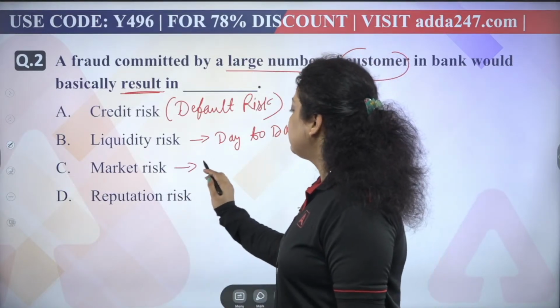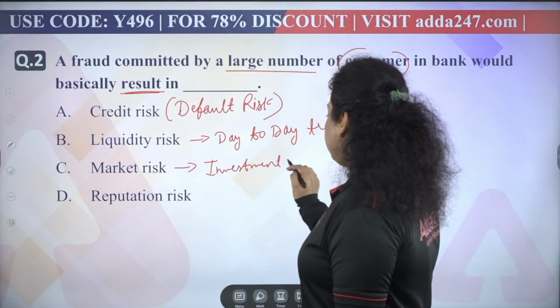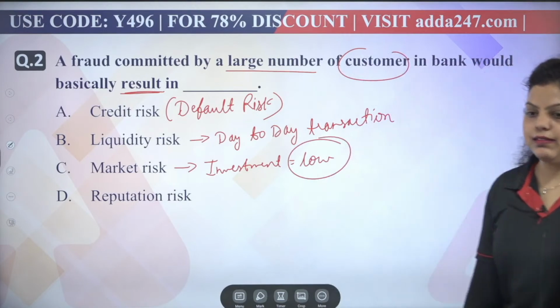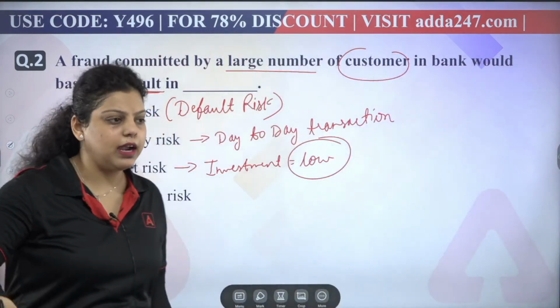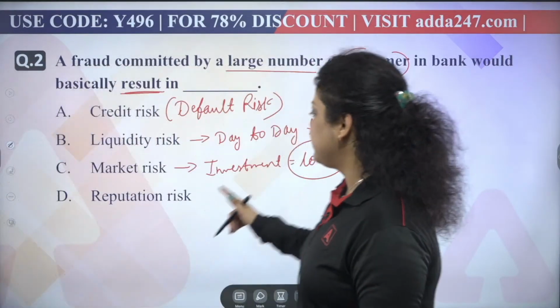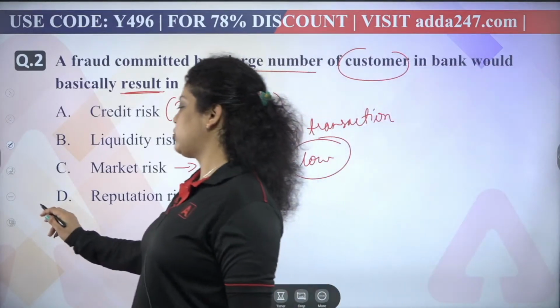Market risk is the risk in which a bank's investment goes to loss. When a bank has to face a loss in investment, that is known as market risk. The bank invests its money in a certain capital market, money market, or in securities, anywhere. If the bank has to face a loss in that investment, that is market risk. So the right answer will be reputational risk.